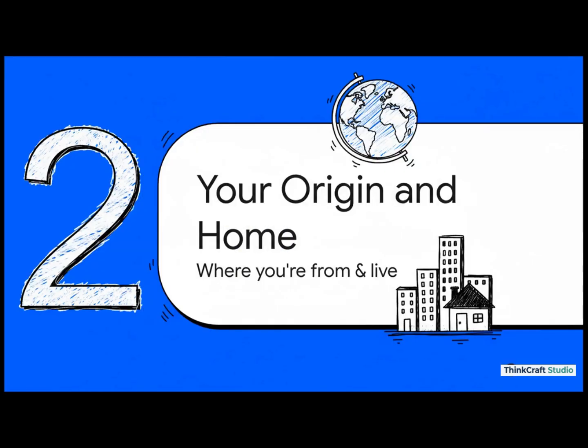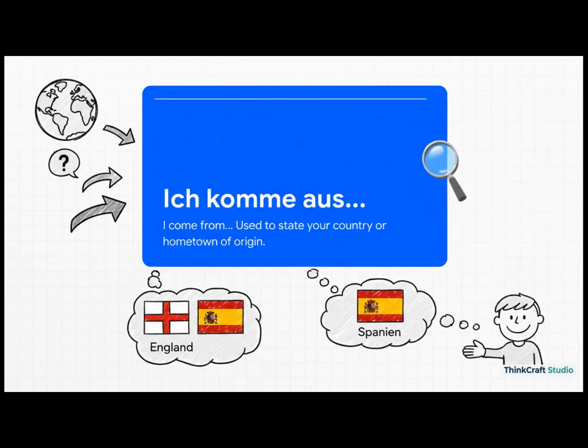So you've nailed your name. The next logical step, right, is talking about where you're from. We're going to cover 2 key ideas here, your country of origin and the city you actually live in right now. To say where you come from, the phrase is ich komme aus. Let me say that again. Ich komme aus. So you could say something like ich komme aus England or ich komme aus Spanien. It's a really straightforward pattern. Well, for the most part.